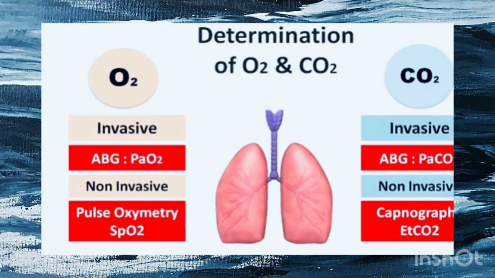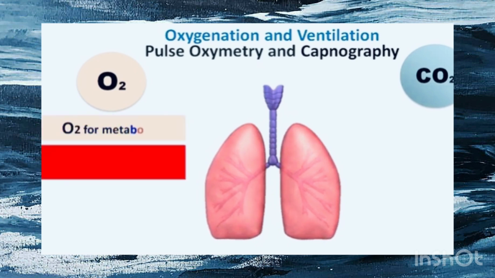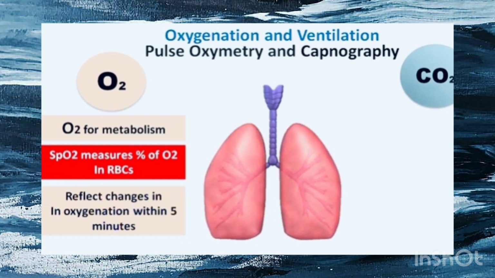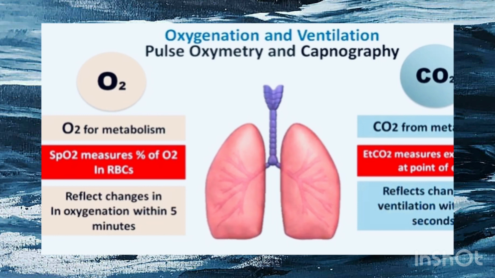Now, pulse oximetry versus capnography, or oxygenation versus ventilation. Oxygen is needed for metabolism. SpO2 measures percentage of oxygen in RBCs and reflects changes in oxygenation within 5 minutes. CO2 is the end product of metabolism. EtCO2 measures exhaled carbon dioxide at the point of exit and reflects changes in ventilation within 10 seconds. In short, capnography gives an immediate picture of the patient's condition, whereas pulse oximetry is delayed.